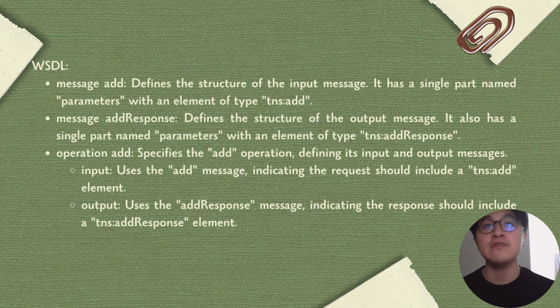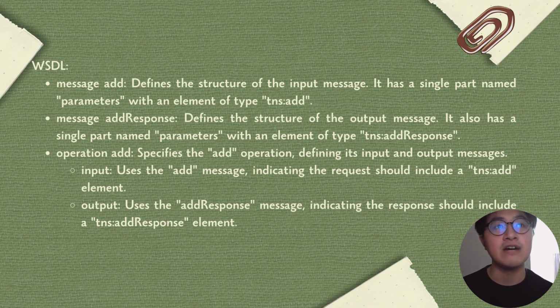Okay, the WSDL file describes a web service named MyService that exports a single operation called add. This operation takes two numbers as input and returns their sum. First, the types section defines the data types used in the web service. The message add defines the structure of the input message. It has a single part named parameter with an element of type tns:add. We also have a message addResponse.